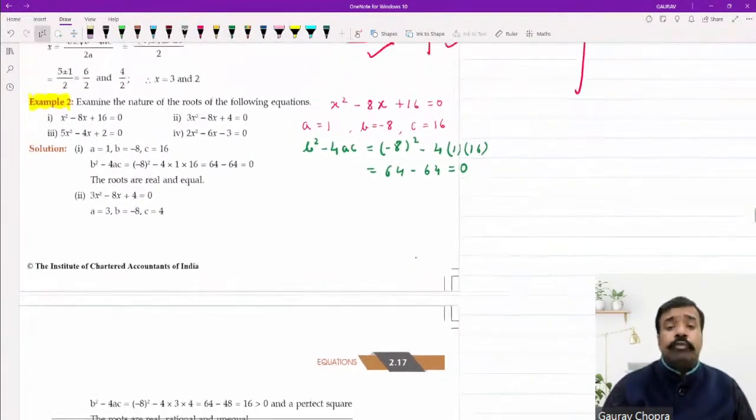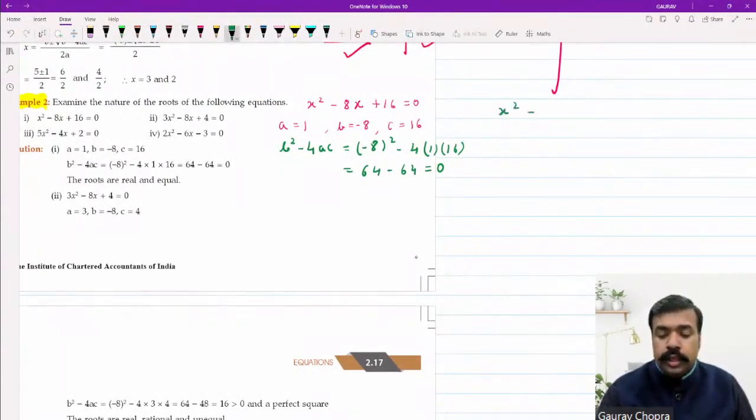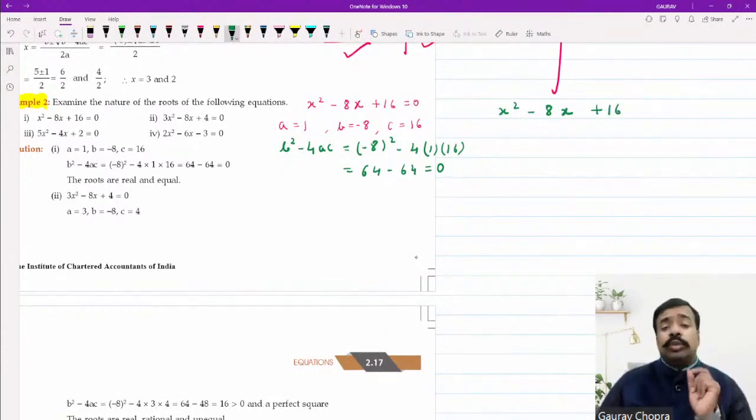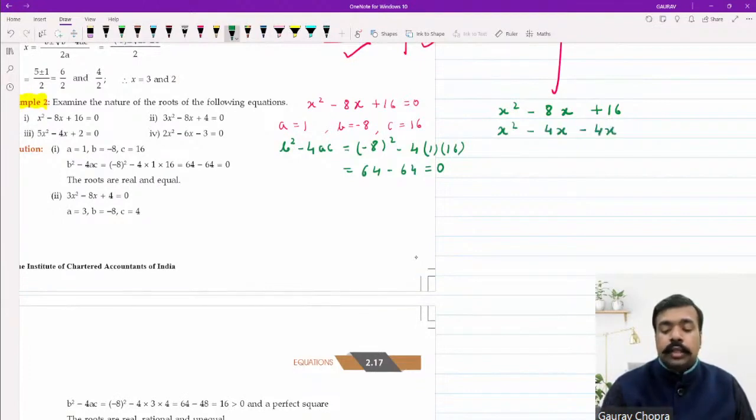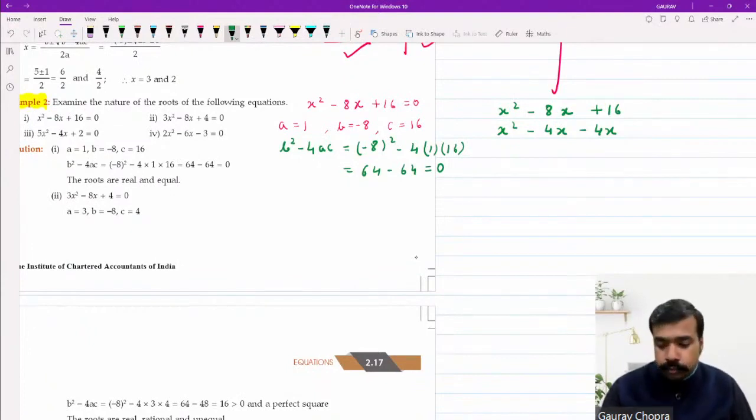So if we want to check what are the roots, we can solve it and find out the roots. So let's solve here. x square minus 8x plus 16. If we try to solve this by factor method, what will happen? x square minus 4x and minus 4x. So we have split them as minus 4 and minus 4 because the sum will become minus 8 and its product will become equal to 16. So we are using the split method.